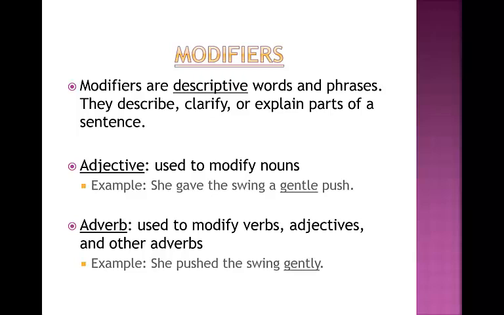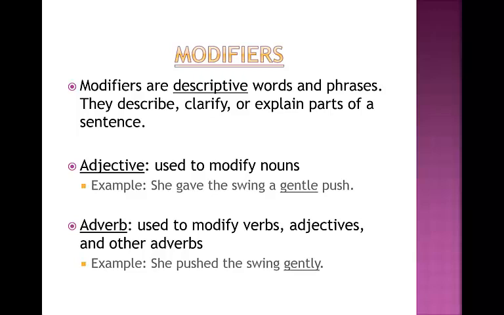Adjectives are used to modify or describe or explain nouns. So the example here is that she gave the swing a gentle push. Adjectives will answer the question, what? Right? She gave the swing a gentle push. What kind of push did she give the swing? Gentle. That's how you know that that word is an adjective.